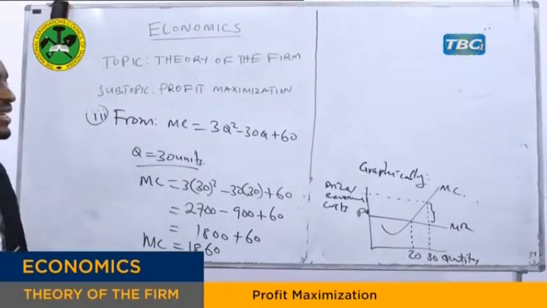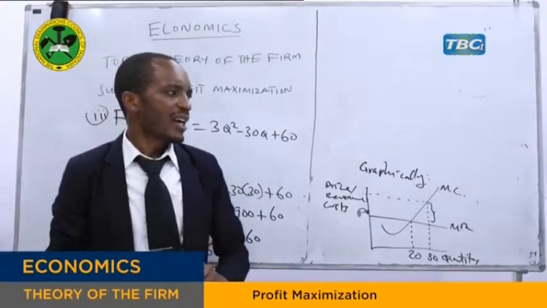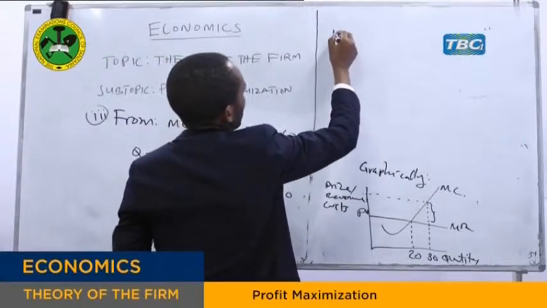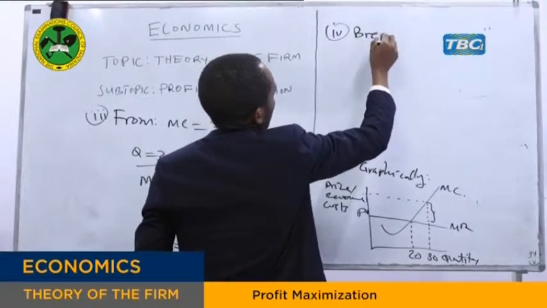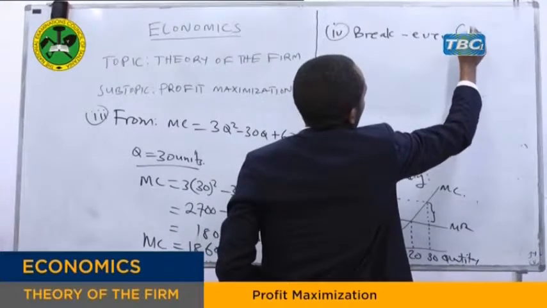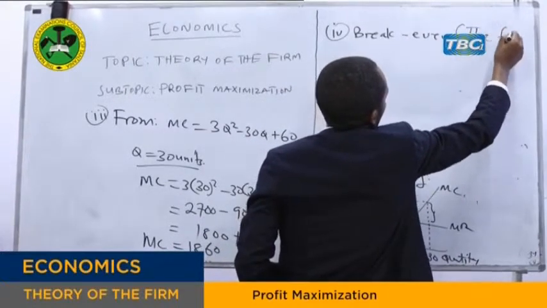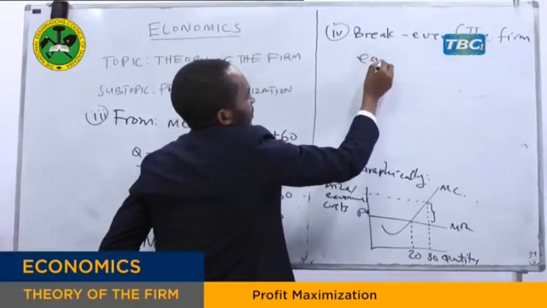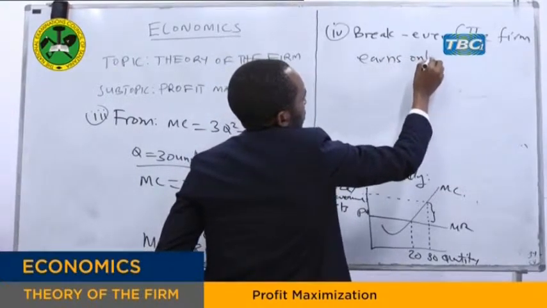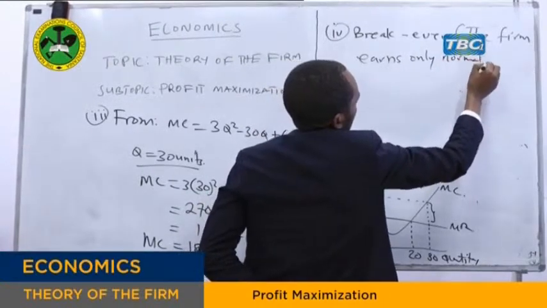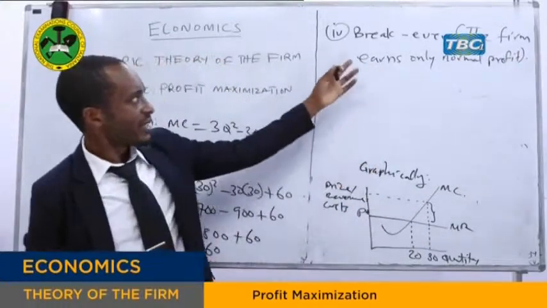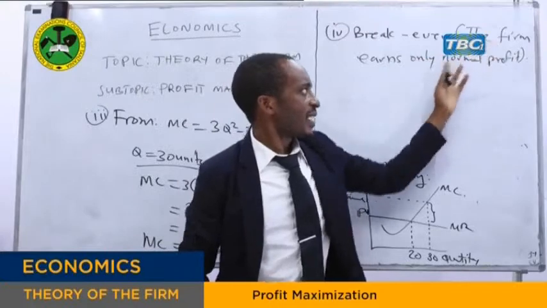You are asked to calculate the output the firm should produce to break even. When we say break even, it means here the firm earns only normal profit. So break even means a firm or firms earn normal profit.